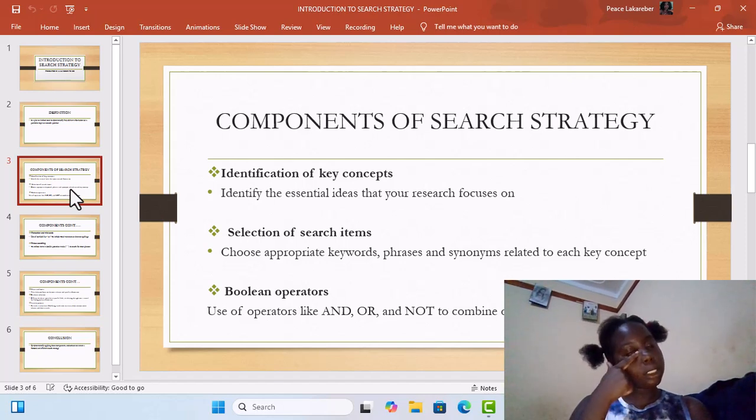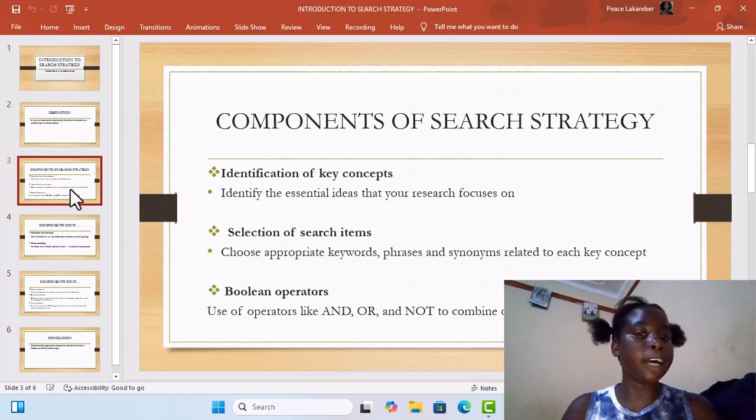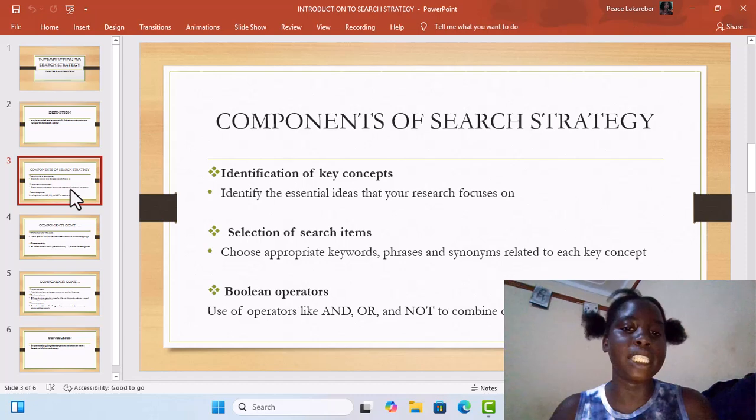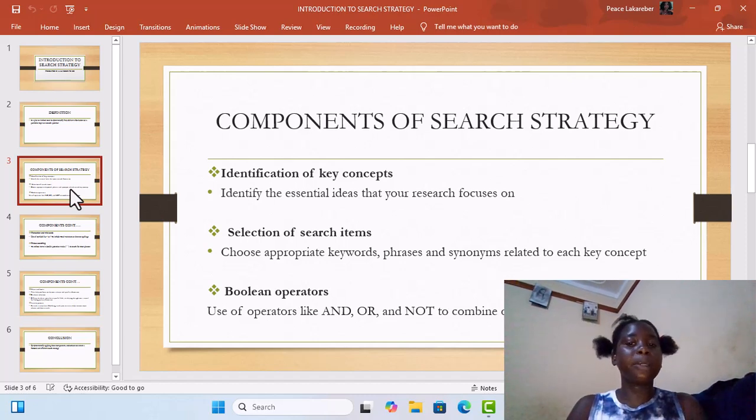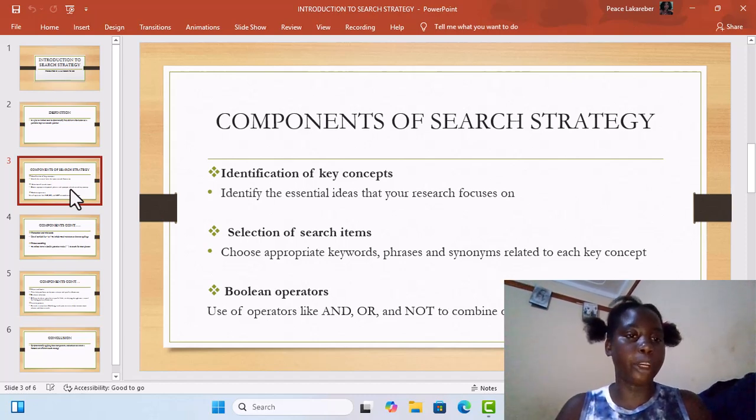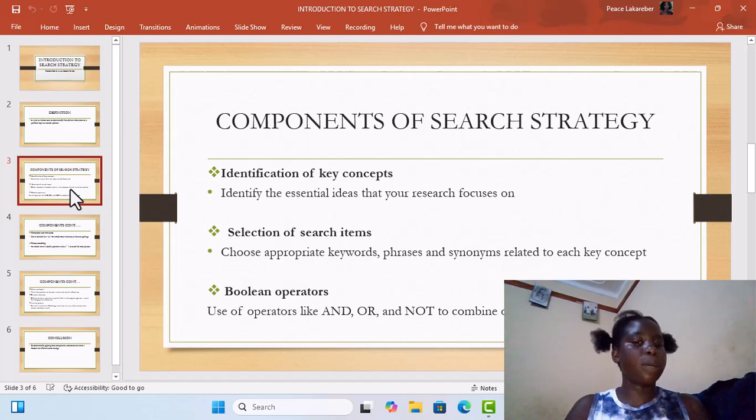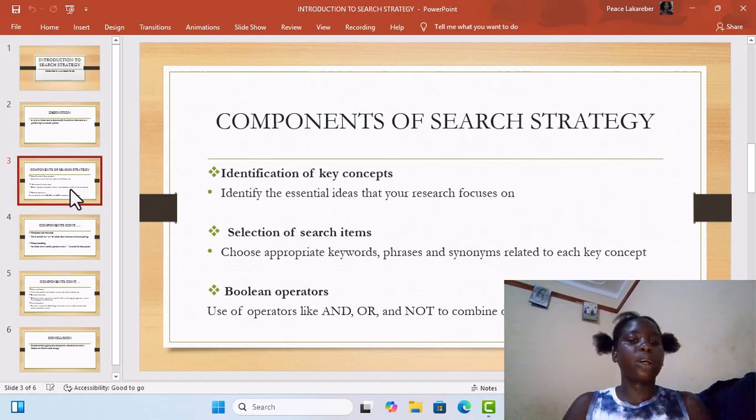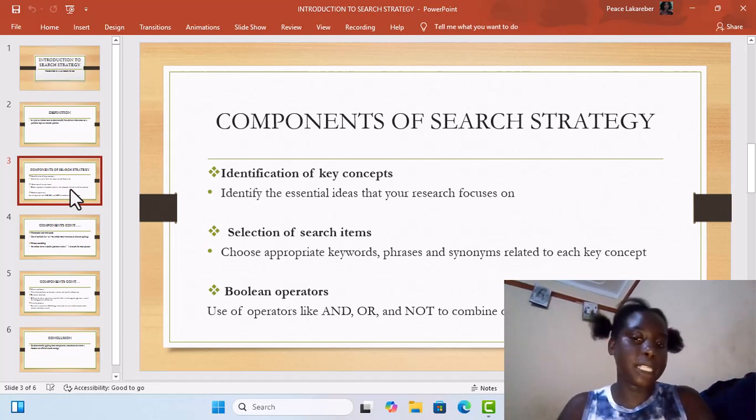Now, the components of search strategy include: number one, we have identification of key concepts. Now here one has to identify the essential idea that your research focuses on. Yes, and then the second one is selection of search items. Now this is simply you have to choose appropriate keywords, phrases or synonyms related to each key concept.